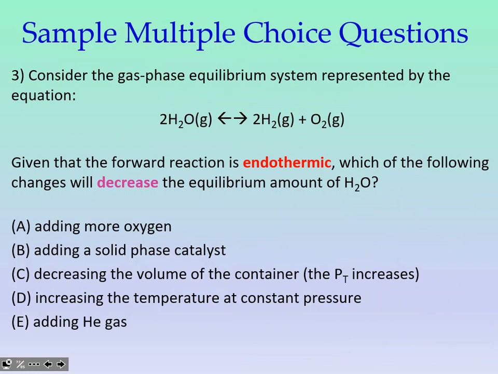Okay, this is a fun-filled one for Le Chatelier's principle, and they kind of take everything and throw it into one question. So, consider the gas phase equilibrium system presented by the equation. Given that the forward reaction is endothermic, which of the following changes will decrease the equilibrium amount of the water vapor? I see endothermic. What do I immediately do? What do I do with my heat?